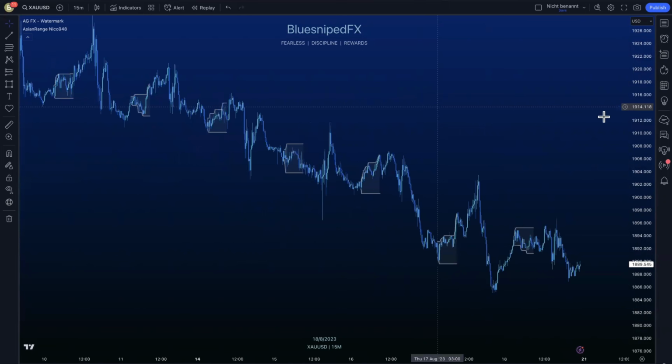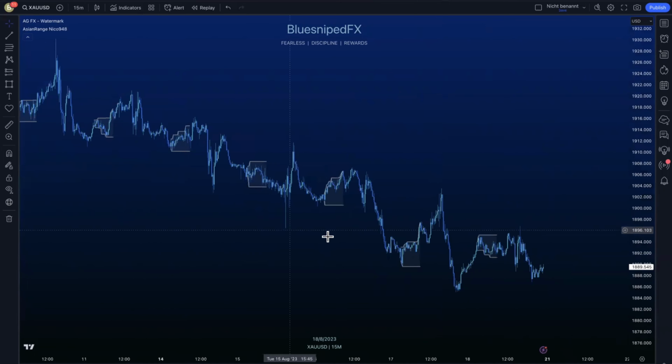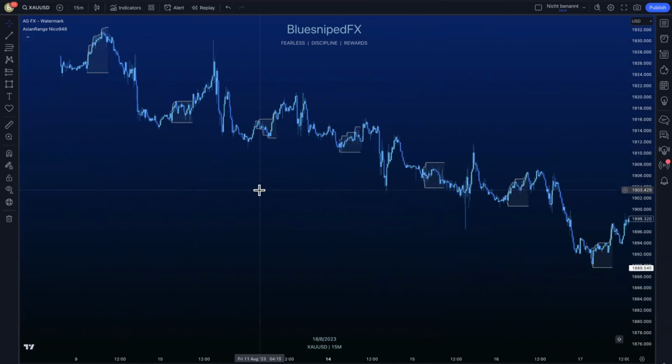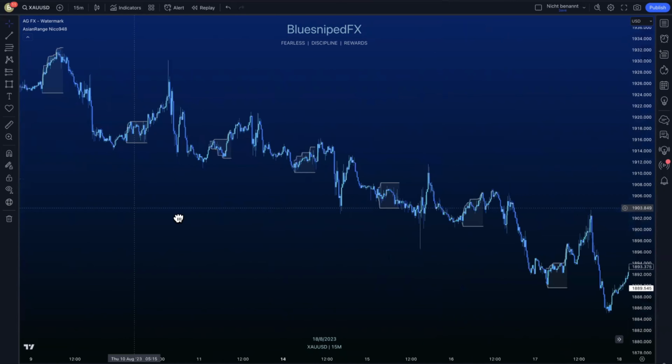So first of all, we're going to talk about continuation patterns, which is really weird for me, as many traders get lost in reversal trading or revenge trading when going in a certain direction. But actually, it's not that complicated.